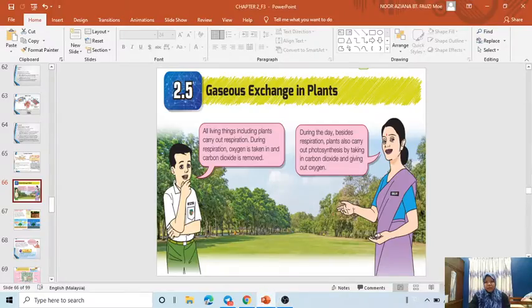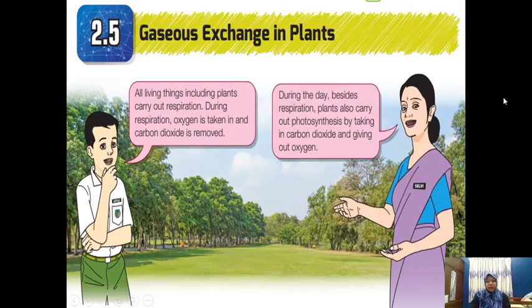Okay, we start the last subtopic in this chapter, which is gases exchange in plants. Okay, sekarang kita nak tengok pula macam mana pertukaran gas itu berlaku di dalam tumbuhan. So all living things including plants carry out respiration. So during respiration, oxygen is taken in and carbon dioxide is removed.